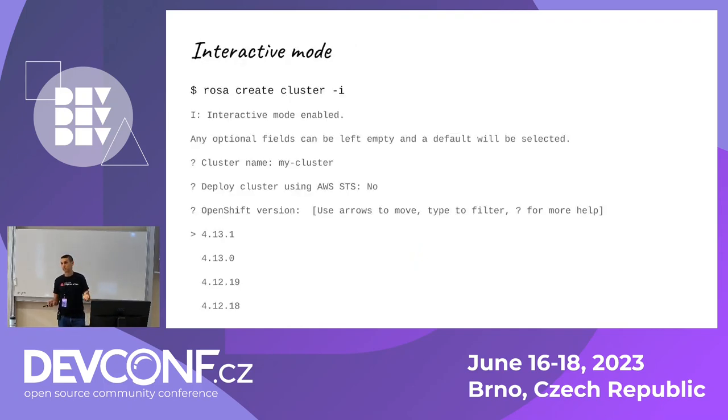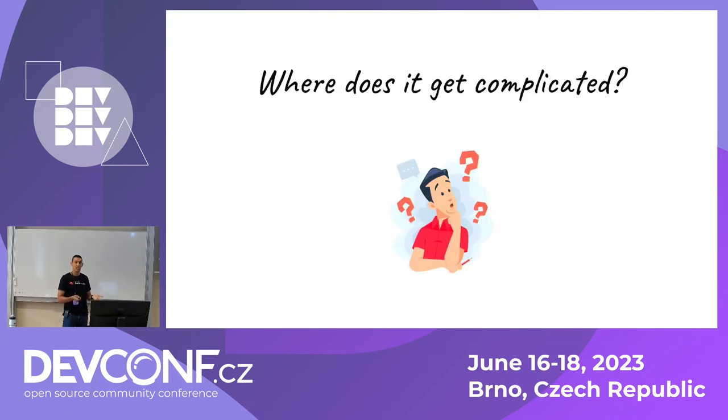Another great thing about a CLI is interactive mode. Interactive mode allows you to validate users' input on every flag they put in. You can have autocomplete. You can also provide a list for your users to choose from. So those are really great things that CLIs allow you. So where does it get complicated?